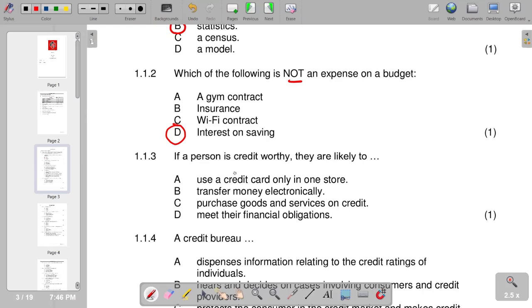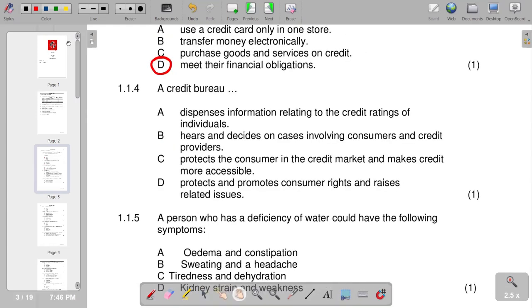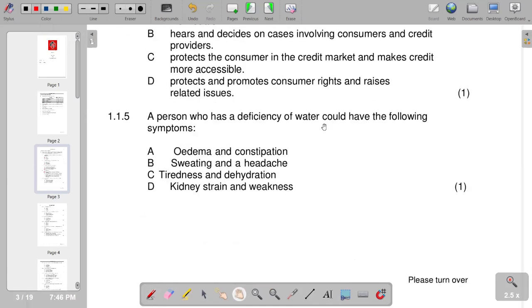So you go to number 3. If a person is creditworthy, they are likely to. With the responses given, we have D as the correct one: meet their financial obligations. Then we go to number 4. A credit bureau. With the responses that we have, the correct one is A: dispenses information relating to the credit ratings of individuals. Or number 5, a person who has a deficiency of water could have the following symptoms. With the symptoms that we are having there, the correct one is C, tiredness and dehydration.